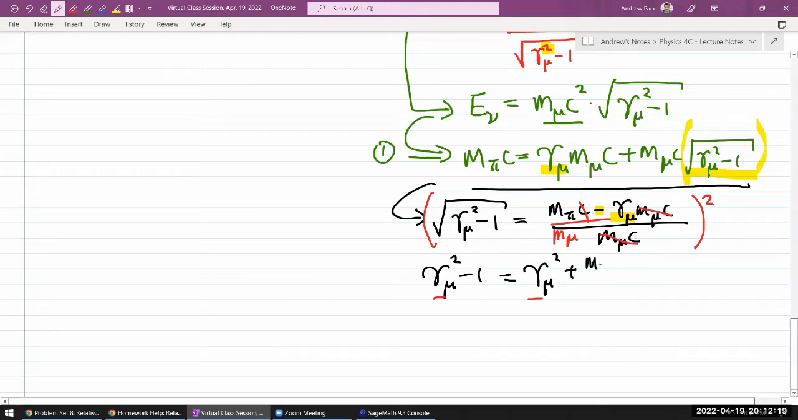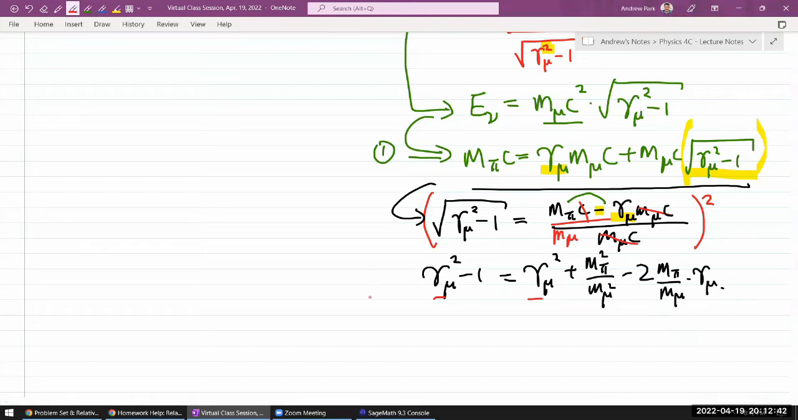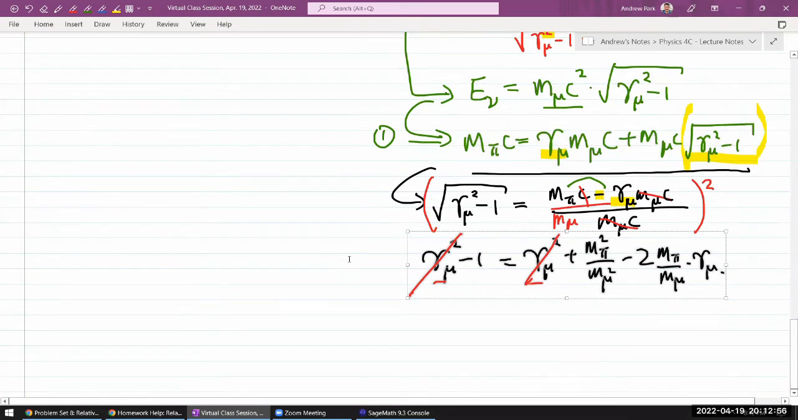I need to square this, so I have plus m pi squared over m mu squared. And I need to handle the cross terms. Those are the terms that come from this multiplying with that and the other way around. So it's going to end up being minus 2 m pi over m mu times gamma mu. So let's use the cancellation. The squared quantities cancel out. So if you are discouraged at seeing this and thinking, oh, I have to deal with a quadratic expression, it ends up being linear in this particular case. So just preserve your trust and it'll work out.